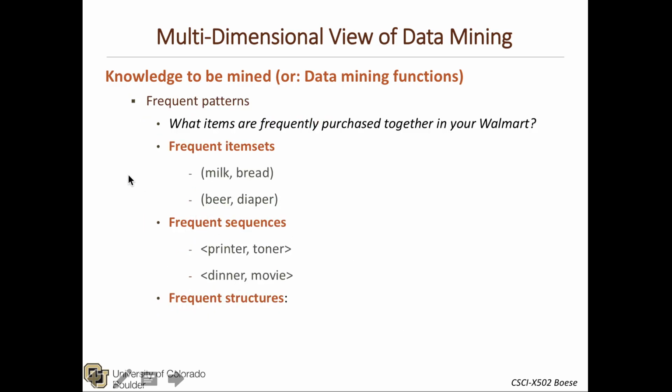So with frequent patterns, we're going to spend 2 chapters on the frequent patterns. So what items are frequently purchased together in your Walmart? That would be an example of a frequent pattern. What is frequently bought together? And so we can have frequent item sets. So these milk and bread were frequently bought together.